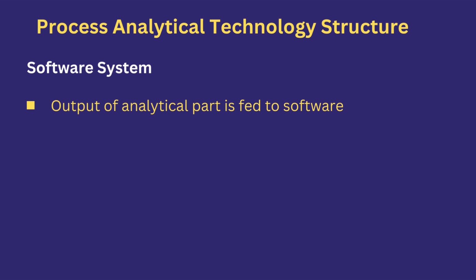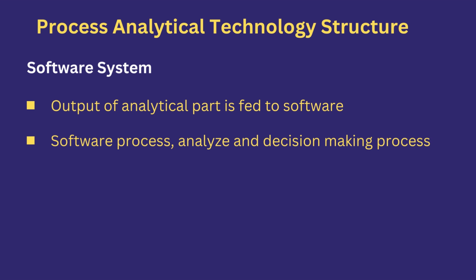The second part of process analytical technology is the software system. Software processes the data and implements various analytical algorithms. The software decides the further action plan on the basis of the data collected by the analytical instruments. For example, software decides whether to increase or decrease chemical concentration on the basis of data collected by the analytical instruments.